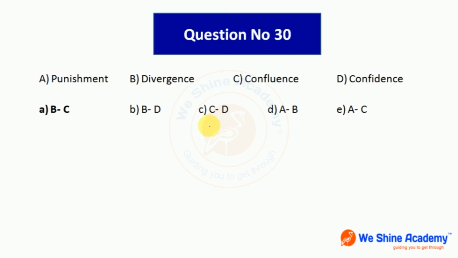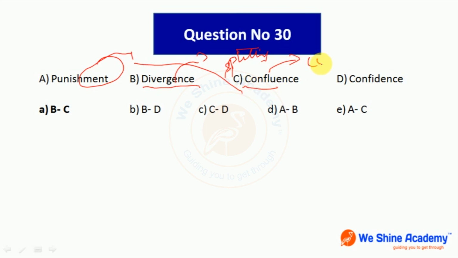Question 30. Punishment. Punishment means penalty. Divergence is splitting. Confluence is combining. Confidence is emotion. So these two words are completely opposite in meaning. Answer is option A, B to C.